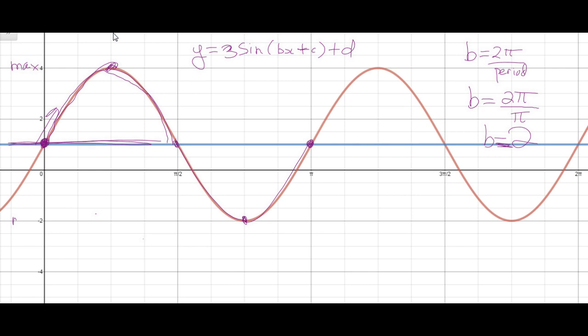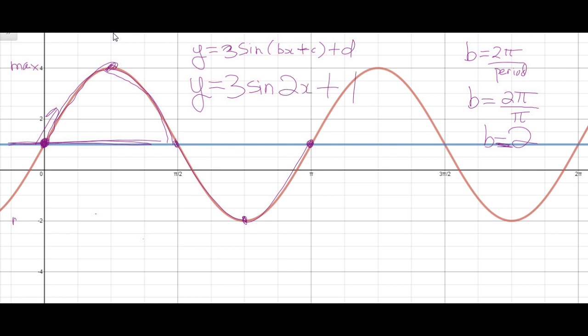If it starts at the midline and it's going up, then there is no phase shift, right? If I shift it, then this would be moved. So we've got to find that midline. That's why I always draw it in, if I could see the midline. So we're saying this is going to be y equals 3 sine 2x plus 1.